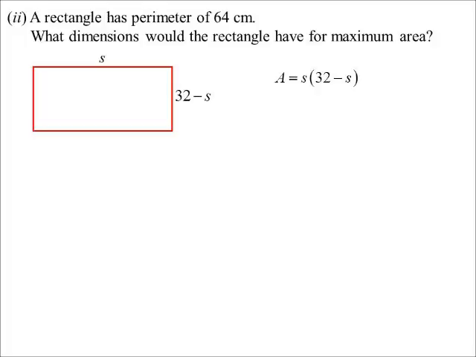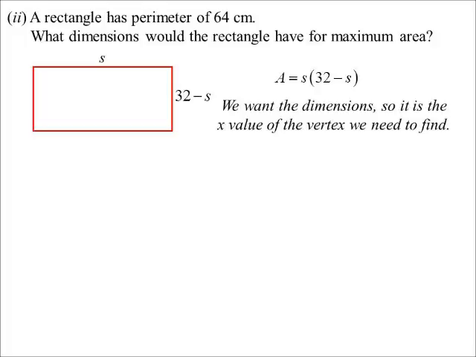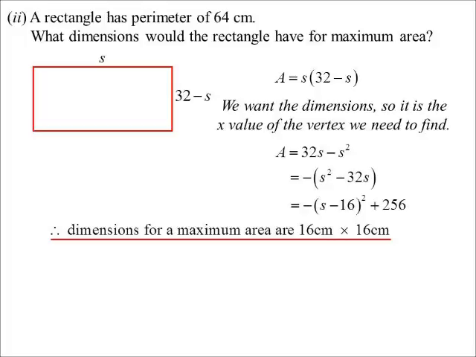Now, it's looking for the dimensions. So I don't actually have to find the area for this question. I just need to find the x value, or the S value in this case, and then I'll have the dimensions. So the axis of symmetry is what I'm looking for. Now, I could do it this way, again by completing the square. Personally, I wouldn't, but there's the dimension 16 by 16.